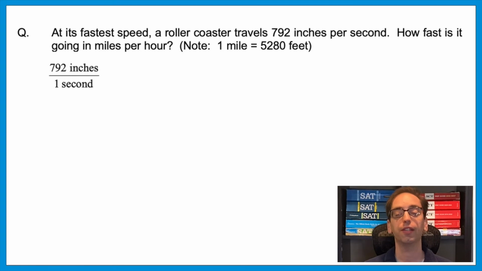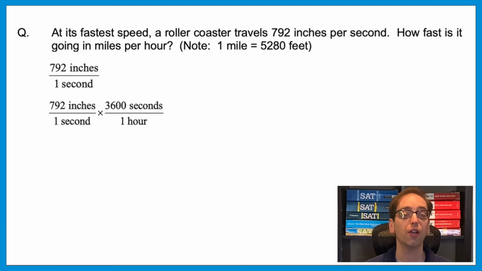Now from there, the idea is to get certain units to cancel. So let's think about how we could get from seconds to hours. Well, 60 seconds in a minute, and 60 minutes in an hour, so 60 times 60 would be 3,600 seconds per hour. So we can multiply that by 3,600 seconds over 1 hour. And there's a reason we're putting the seconds in the numerator. It's so that the seconds will ultimately cancel.